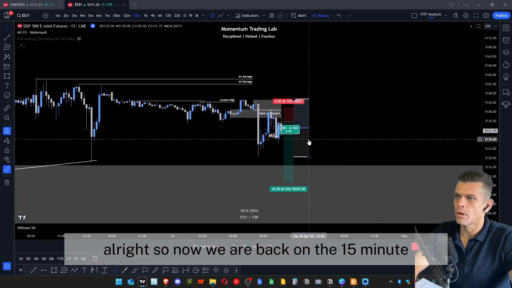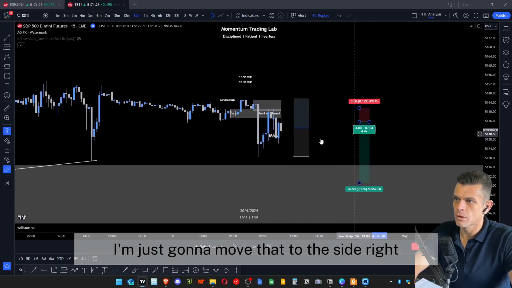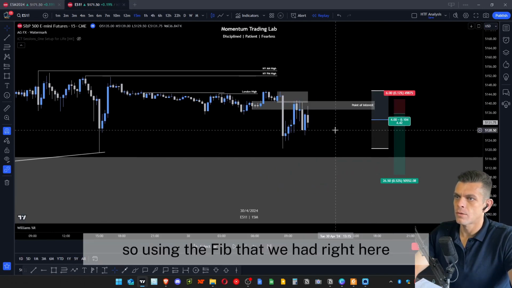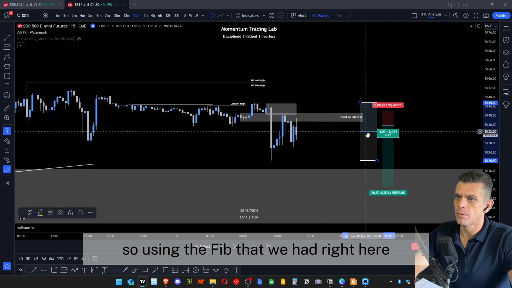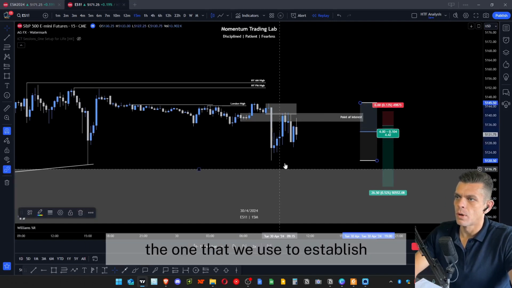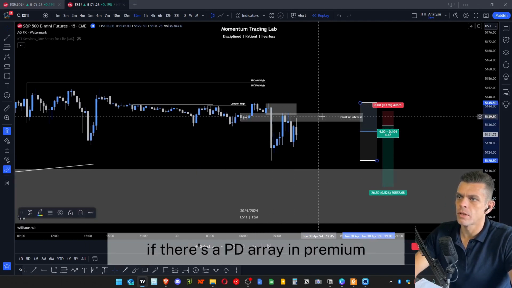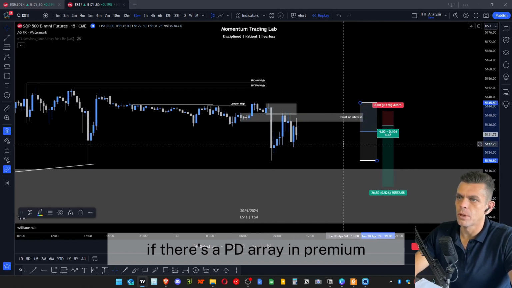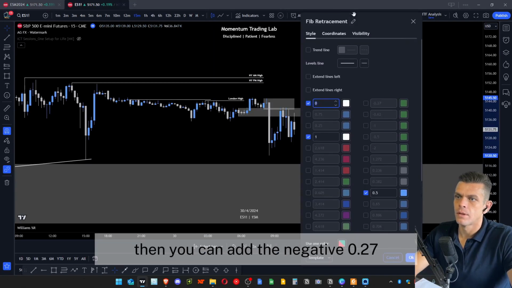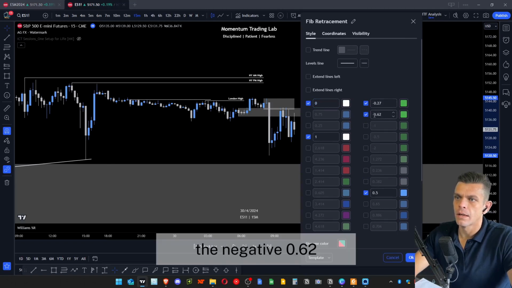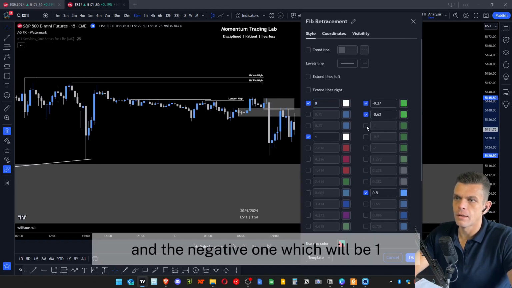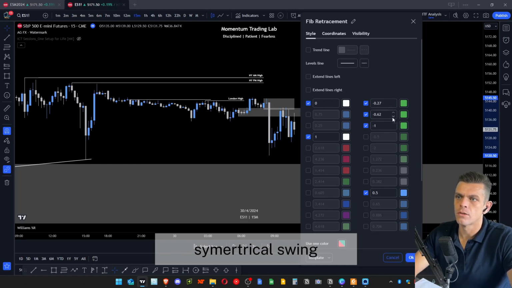All right, so now we are back on the 15-minute. I'm just going to move that to the side. All right, so using the fib that we had right here, the one that we use to establish if there's a PD array in premium, we can use this one. Then you can add the negative 0.27, the negative 0.62, and the negative 1, which will be one symmetrical swing.